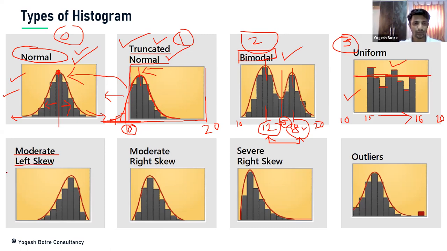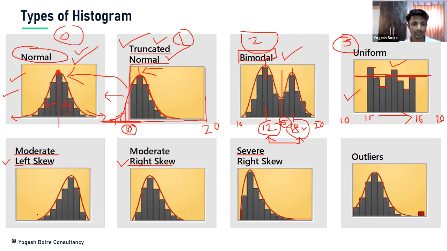We have skewed also. And there are two types of skewed. One is left skewed and another is right skewed. Left skewed and right skewed. And then it is moderate or severe. Moderate or severe. Severe means the skew is much higher. Moderate means it is a little bit less, not that severe.